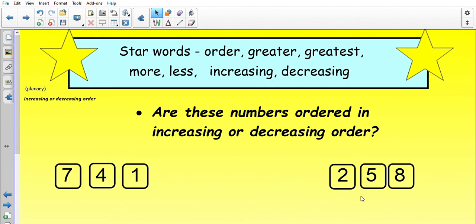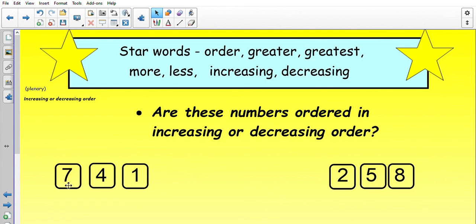Right, let's look at our last one over here. And my first number is number 2. My middle number is number 5. Right, so 2 and 5. So 2 is smaller than 5 or less than 5, isn't it? What's my third number? 8. And 8 is greater than 5. So I think it's getting more each time. 2, 5 is more, 8 is more. So our numbers are increasing.